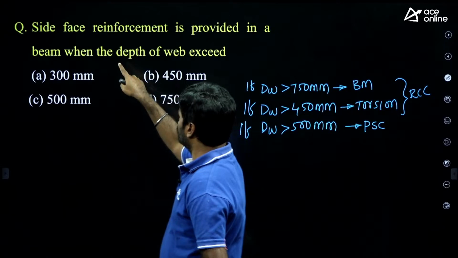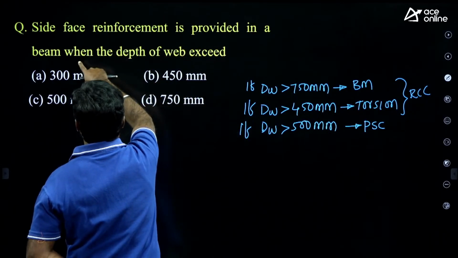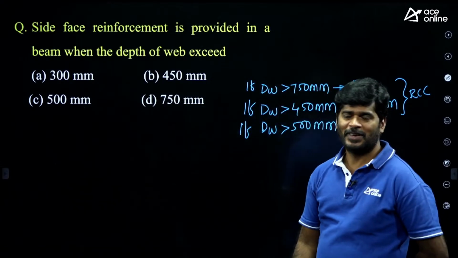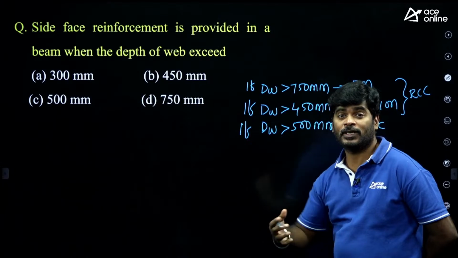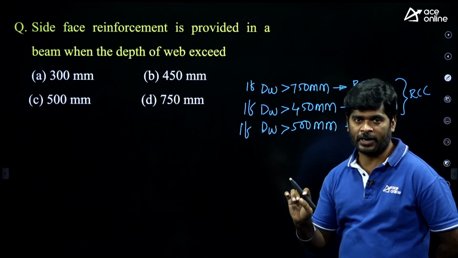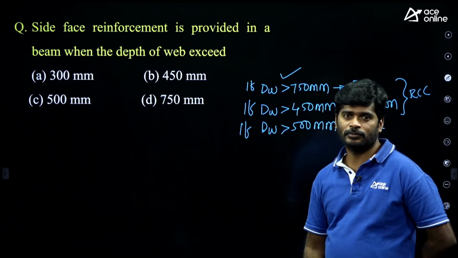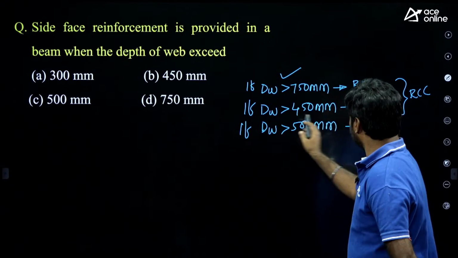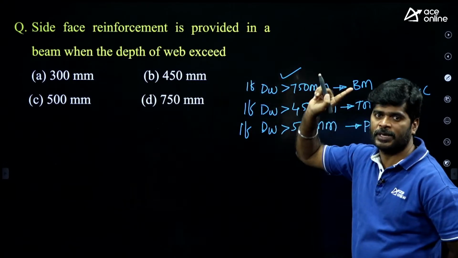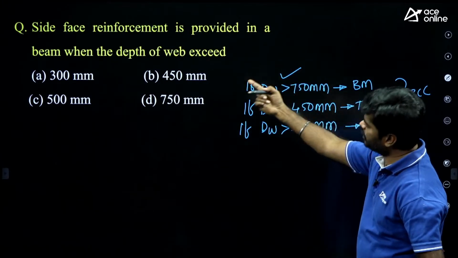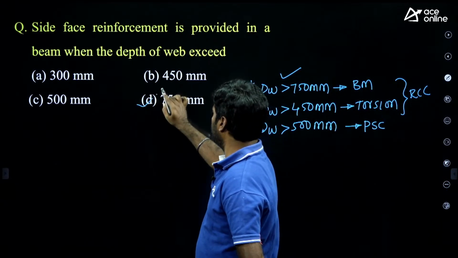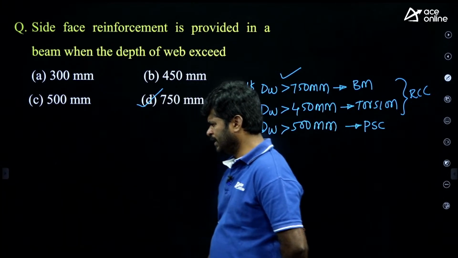If you read this question, my dear, side face reinforcement is provided in a beam when the depth of web exceeds. Here not mentioned pre-stressed concrete, not mentioned RCC, right? Even they have not mentioned whether beam is subjected to flexure or torsion. In this case, let us consider the general case, that is 750 mm. Suppose if it is pre-stressed concrete, 100% they will mention in the question, but they have not mentioned, so it is not related to PSC. Even if the beam is subjected to torsion, they will mention in the question, but they have not given. So in this case, my dear, you can consider 750 mm. Option D is correct. Okay, right.